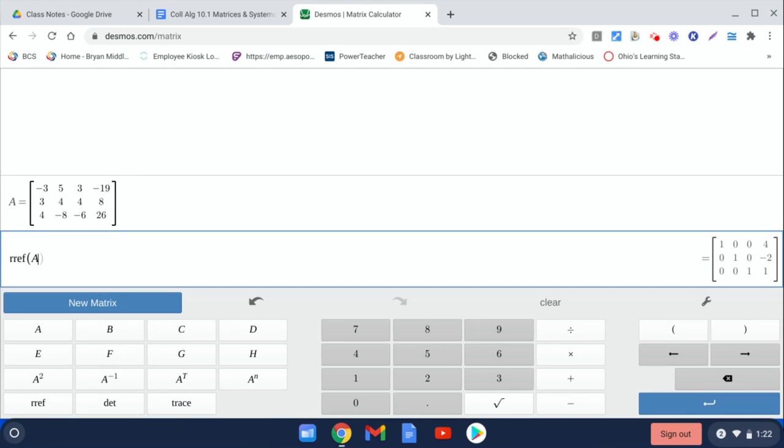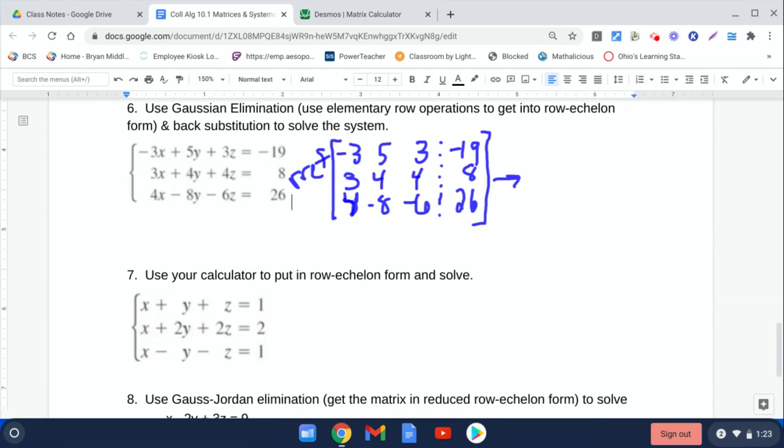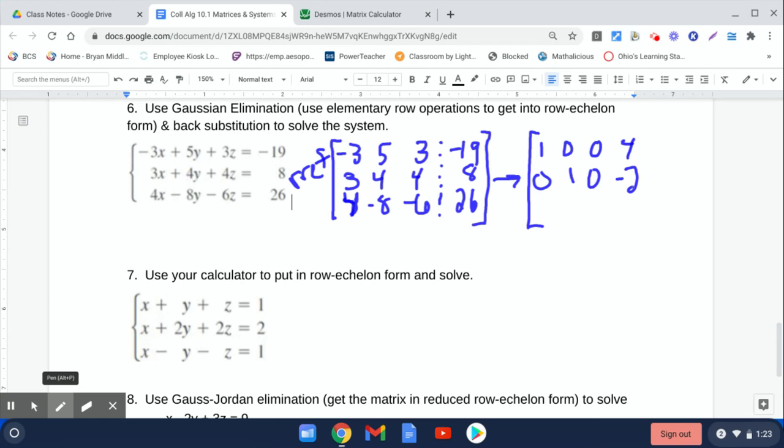Okay, so I'm going to put that over on the notes, but we can see it here. So back on the notes, let me get my pencil again. The reduced row echelon form was 1, 0, 0, 4, 0, 1, 0, -2, and 0, 0, 1, 1. Now I'm going to put that dotted line back in. I'm going to show you what this said.